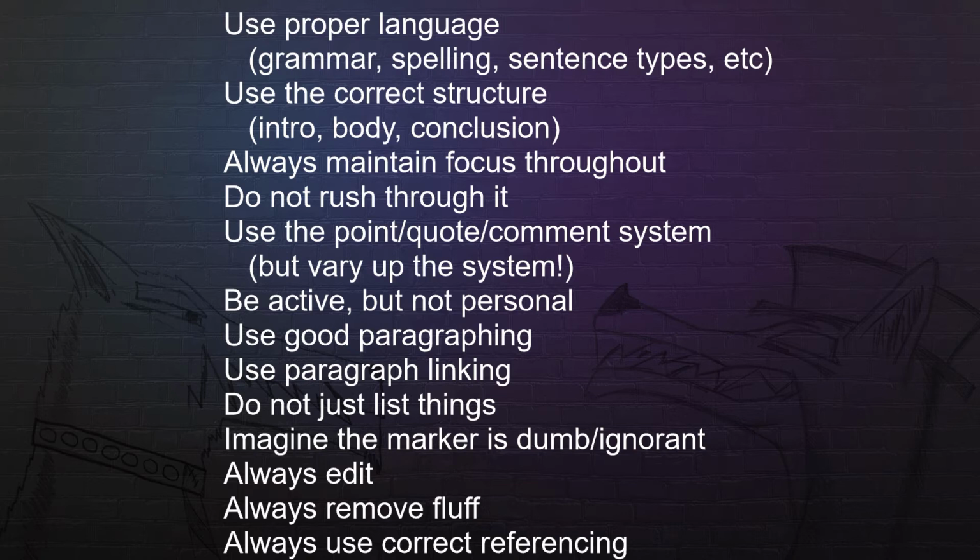But when I say vary up the system, you do not have to always do point, quote, comment. It can be moved around. You could give multiple points, sometimes multiple quotes. It depends on what it is. But this is just a good little system for a beginner. It becomes easier when you've been doing a lot of academic writing. But this is a good introductory point, and it's something that I tell my students all the time, because it's a good way of structuring it in your brain to think, okay, I need to give all of these points to be able to fully elaborate on whatever it is that they're asking me about.